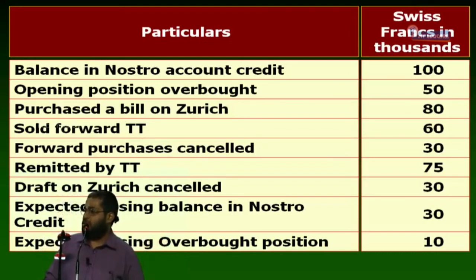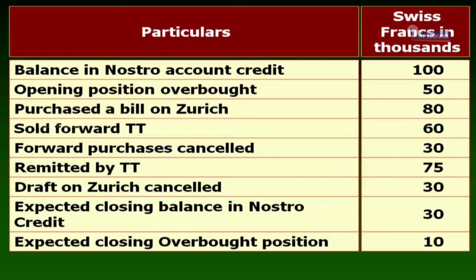Purchased a bill on Zurich 80, sold forward TT. TT may be spot, but it's going to be what? Forward only they mean. Okay, next. Forward purchases cancelled. Remitted by TT. Draft on Zurich cancelled. Expected closing balance in Nostro, they just fix a target credit. Expected closing overbought position is 10. The last 2 numbers are target balances they want to have in that particular period.